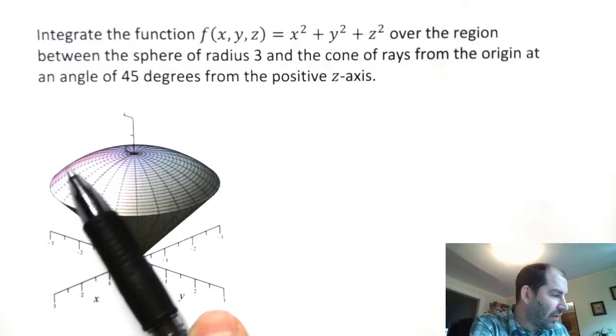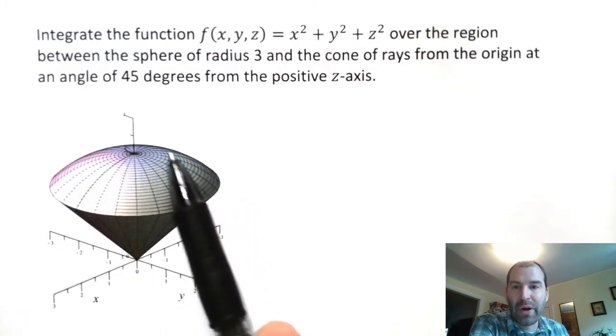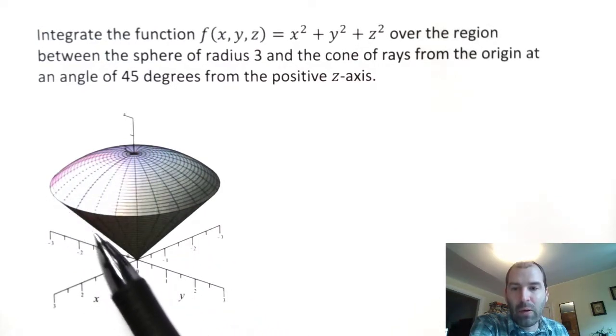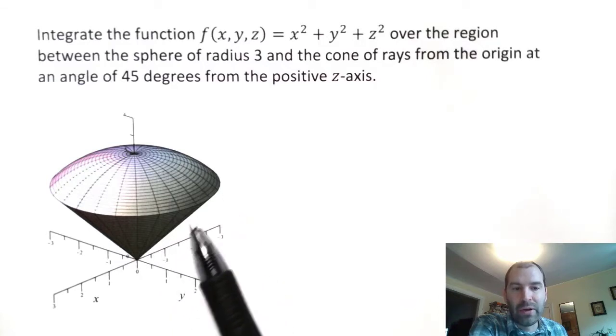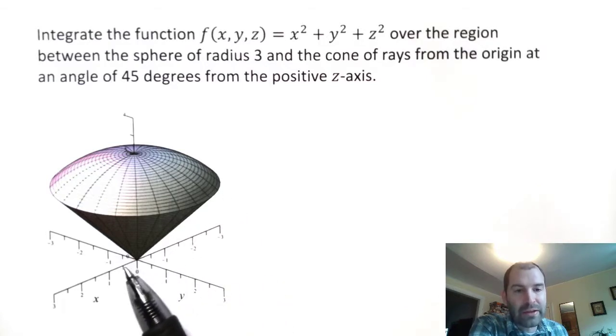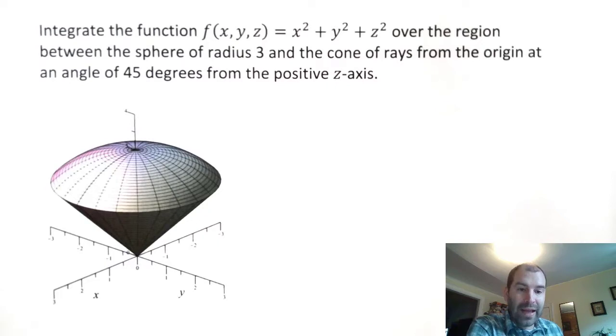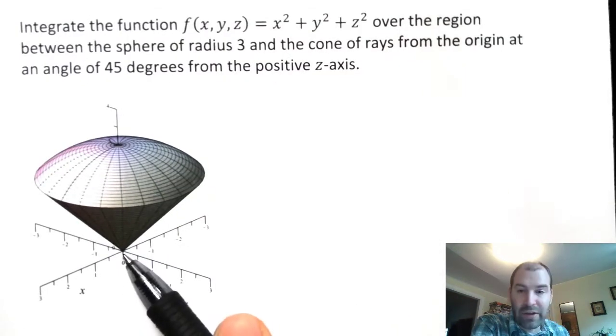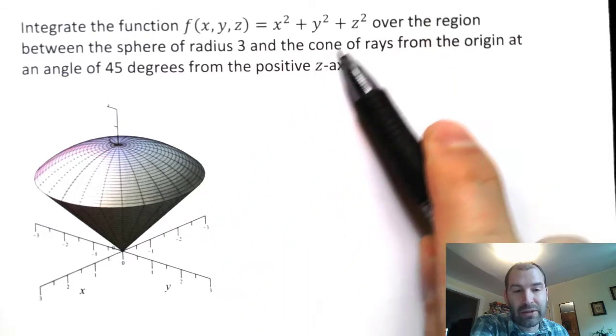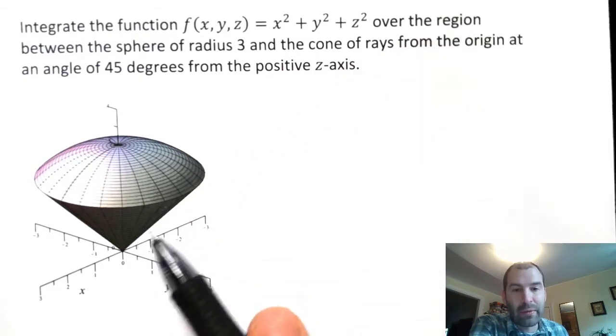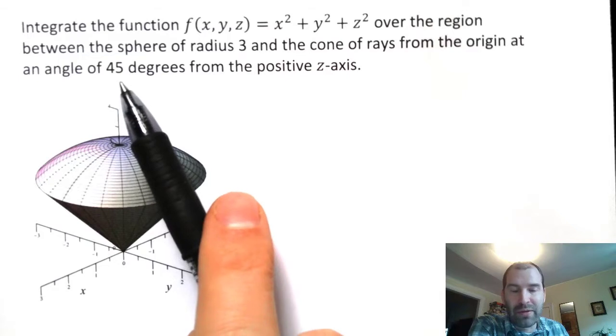So what we see here on the top is the sphere of radius 3, and down here we have the cone of rays. A ray is just half of a line. It's a line that starts at a point and goes out in one direction. So they're starting at the origin and shooting out forever in some direction, and we're instructed that that's exactly 45 degrees from the z-axis.